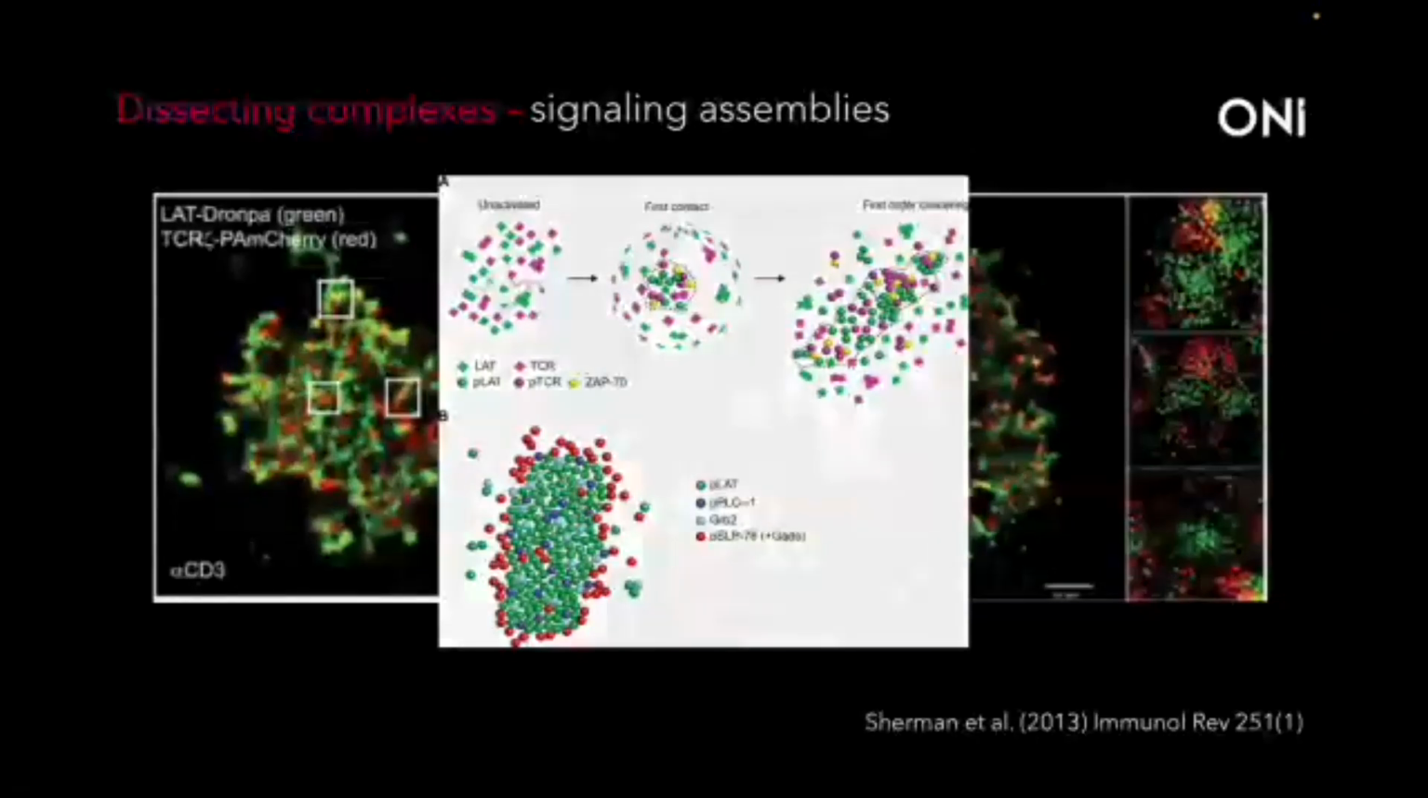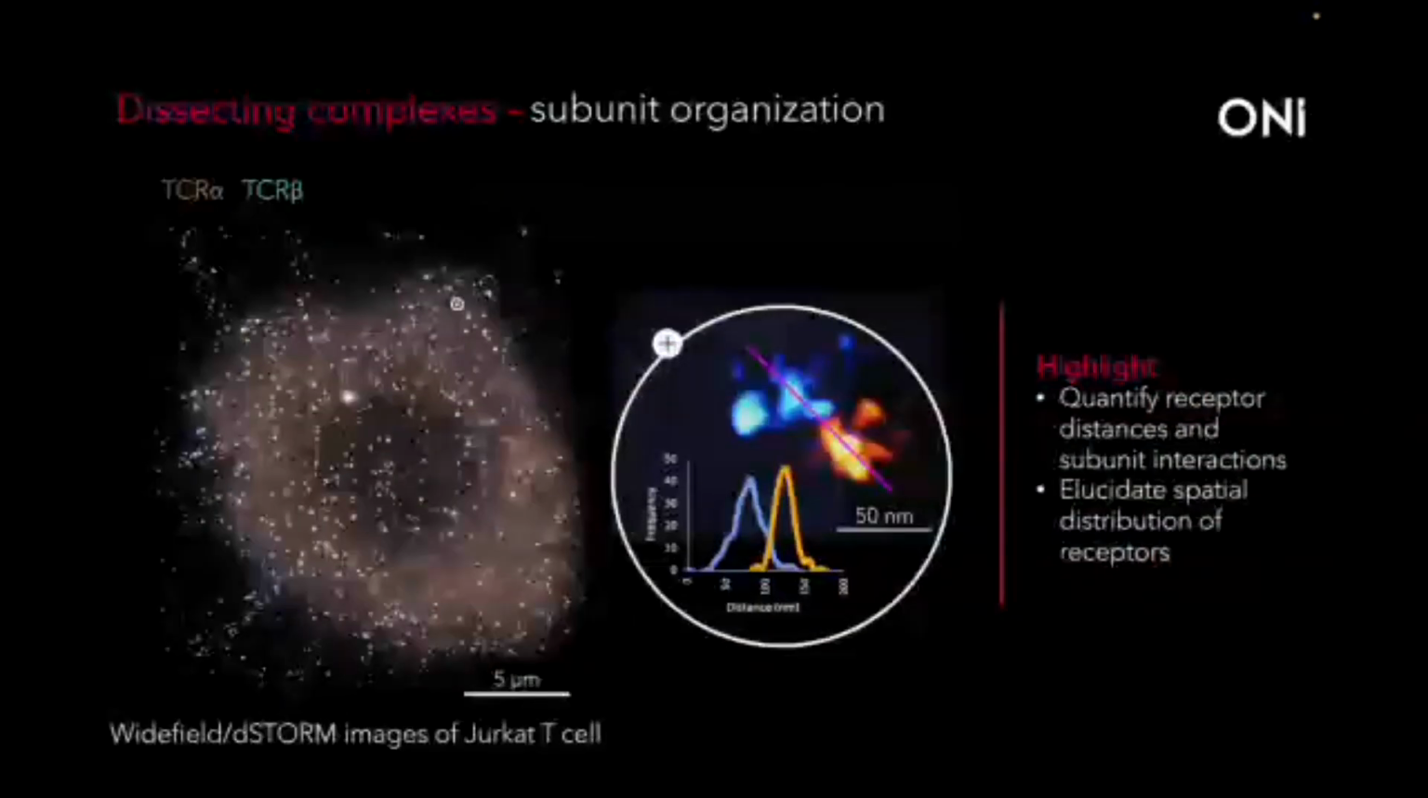And similarly, lastly, we can look at subunit organization. So we might have complex clusters of molecules which come together stably, and we can look at their organization both in terms of the relative numbers, so the stoichiometry of different molecules, and potentially their spatial distribution.